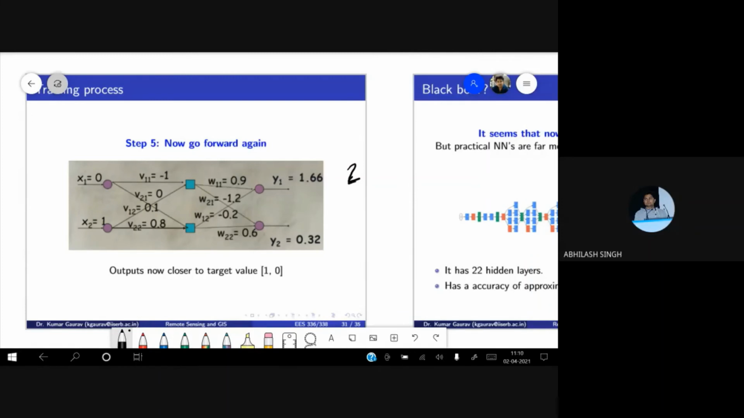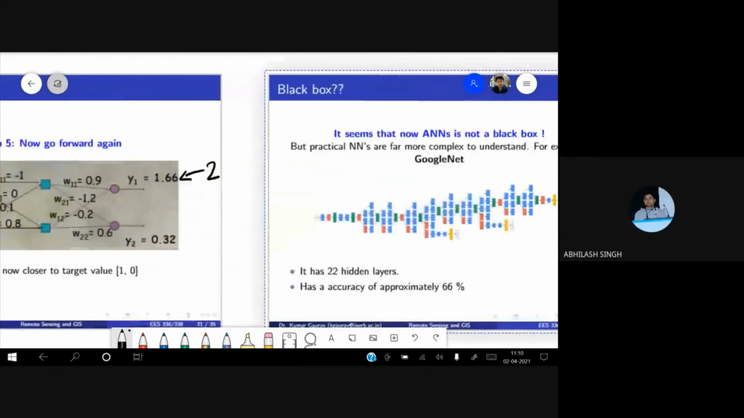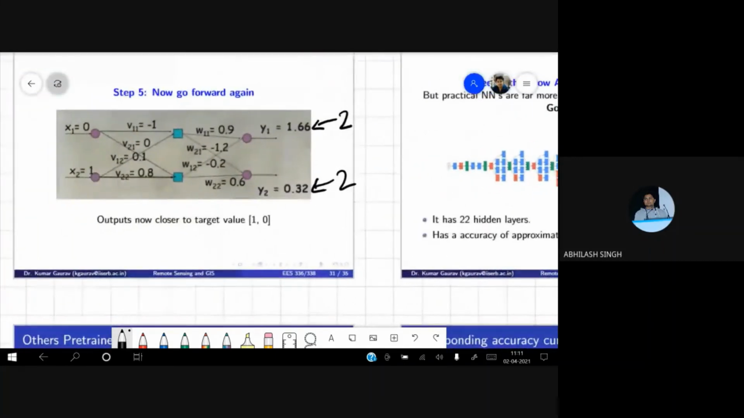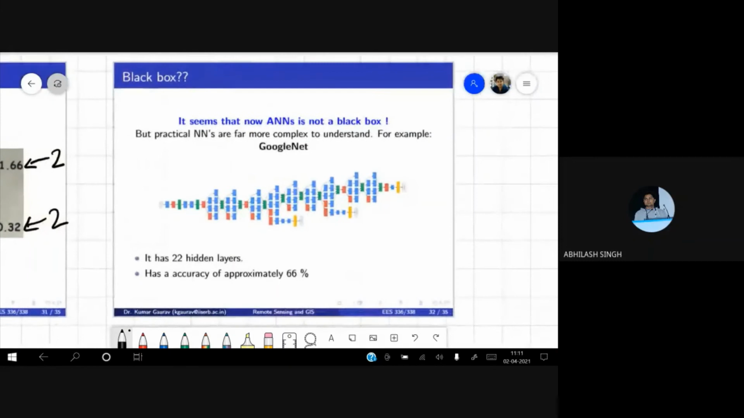From 2 it gets to 1.66, and from 2 it gets reduced to 0.33. So this is the way through which we keep on updating the weights based upon the error that we have at the output layer. So now I would like to ask the same question: is it a black box, or have you understood the things?